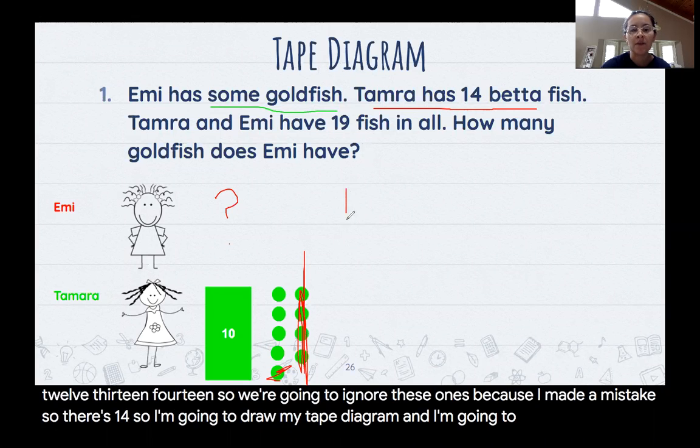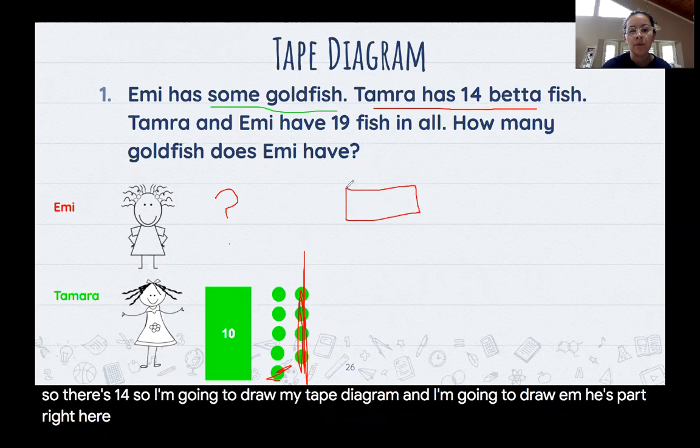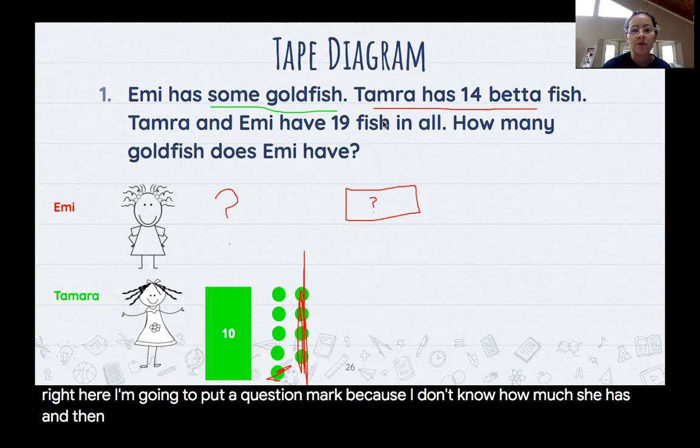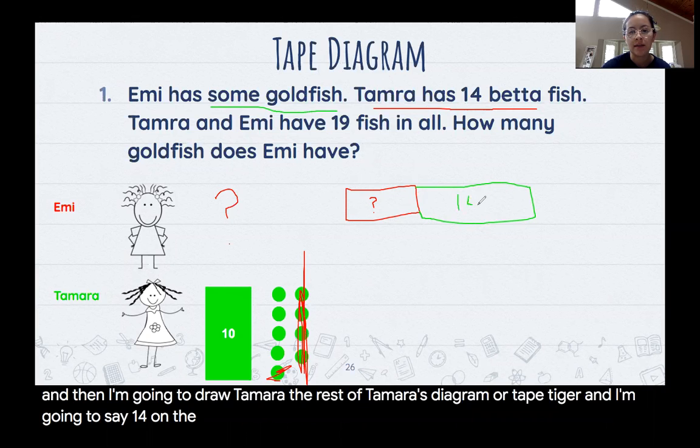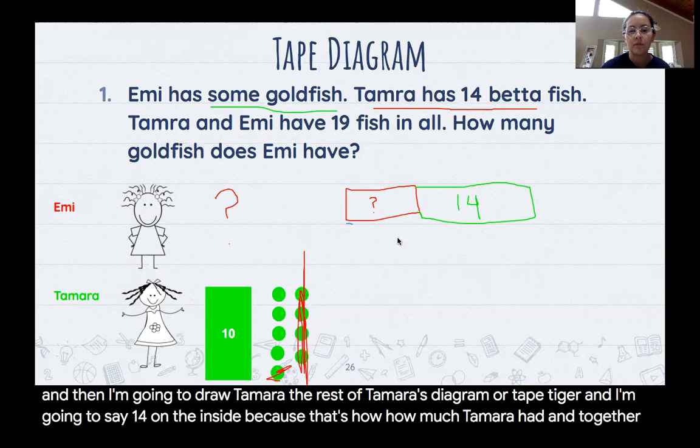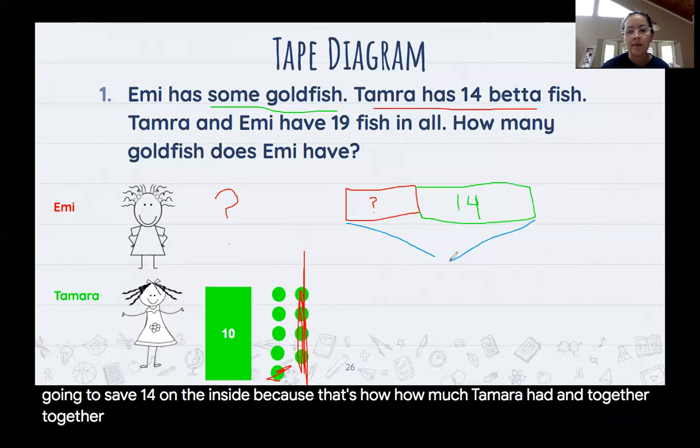And I'm going to draw Emmy's part right here. I'm going to put a question mark because I don't know how much she has. And then I'm going to draw the rest of Tamara's tape diagram. And I'm going to say 14 on the inside because that's how much Tamara had. And together, they had 19 all together.